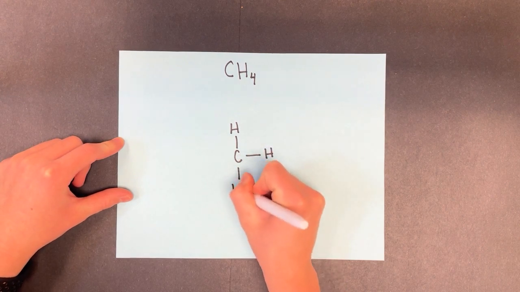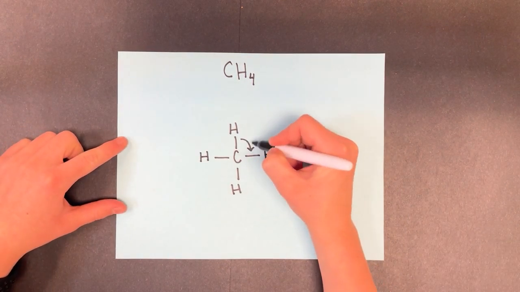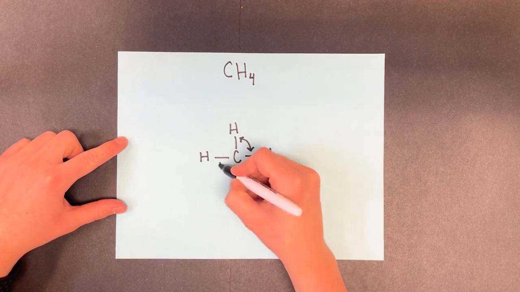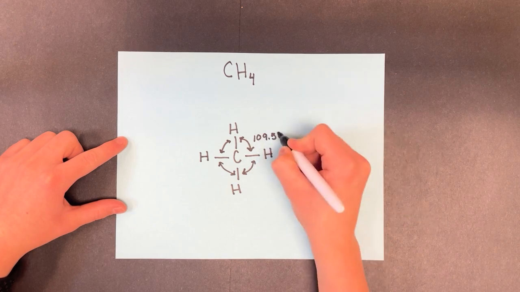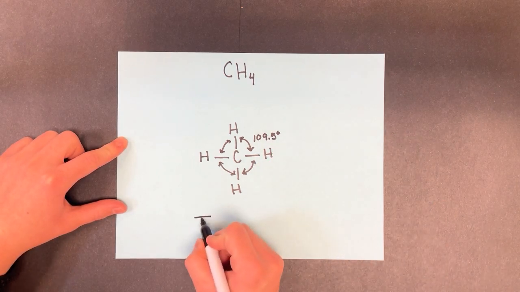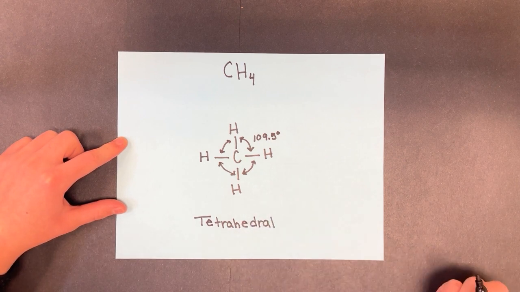Carbon is in the middle with 4 single bonds to hydrogen with no lone pairs. There are 4 things on the central atom, and each of these will repel against each other to be as far away as possible. This is a 3D model, so the bond angles are going to be 109.5 degrees. The ending shape of this molecule is tetrahedral.